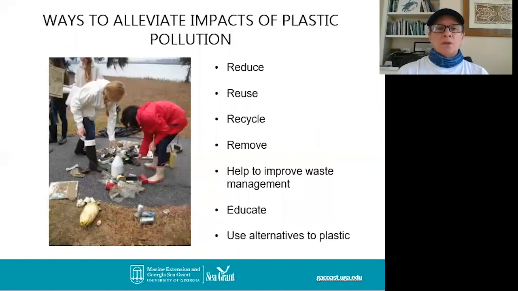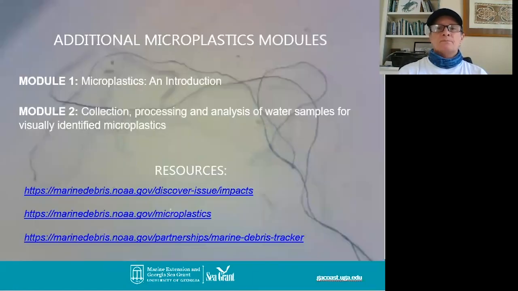Here are just a few examples of things that can be done to help alleviate plastic pollution. You could reduce the amount of waste that you produce by thinking about how items you purchase are packaged. Reuse items like a reusable shopping bag. Recycle, remove marine debris from the environment during local cleanups, improve waste management, educate others about marine debris and its negative impact on the environment, and use alternatives to plastic, like glass and aluminum.